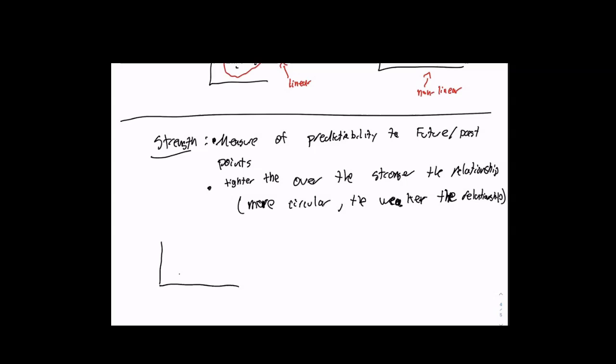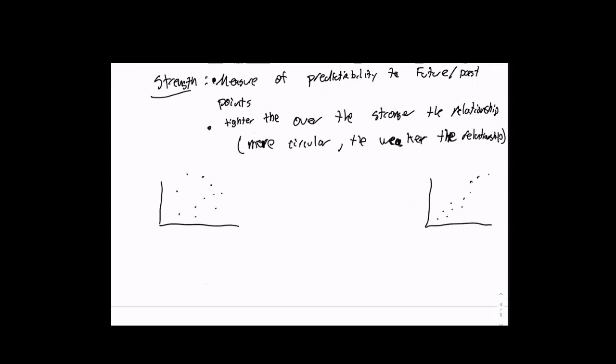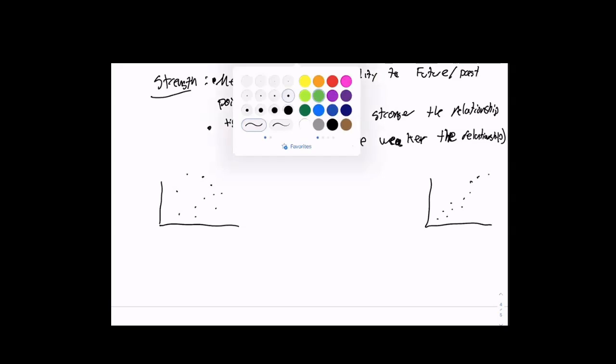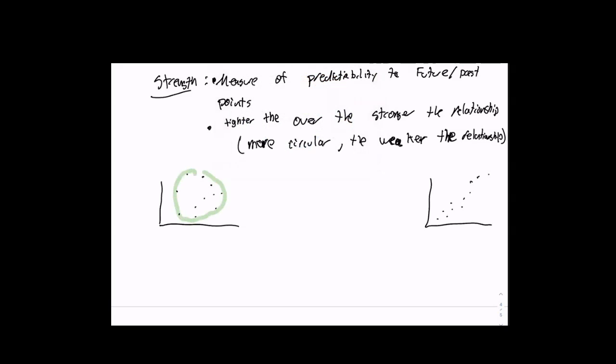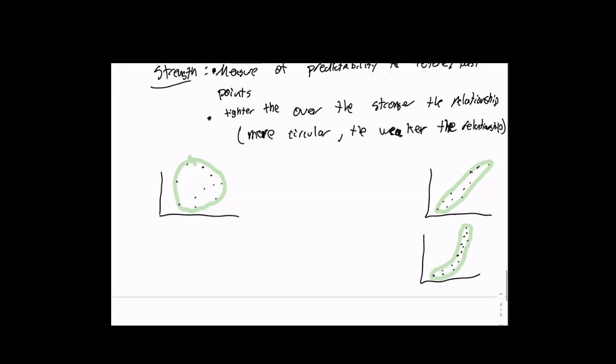So if the points look like that, and on the other spectrum, right here, and if I were to think about the cluster of the data points, I also want to point out that strength and form doesn't matter.